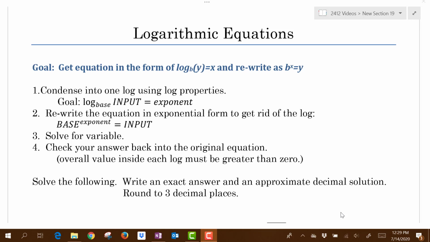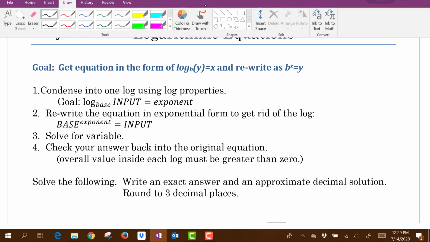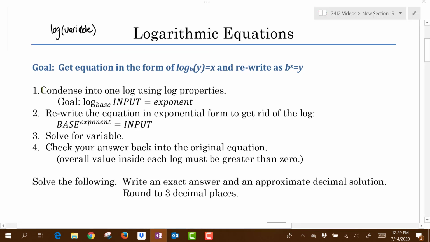In this video, we will look at solving logarithmic equations. A logarithmic equation is where the variable that you're trying to solve for is inside of a log. We will have 4 steps for solving log equations. We will condense into one log using log properties, where our goal is to have log base of the input is equal to the exponent.